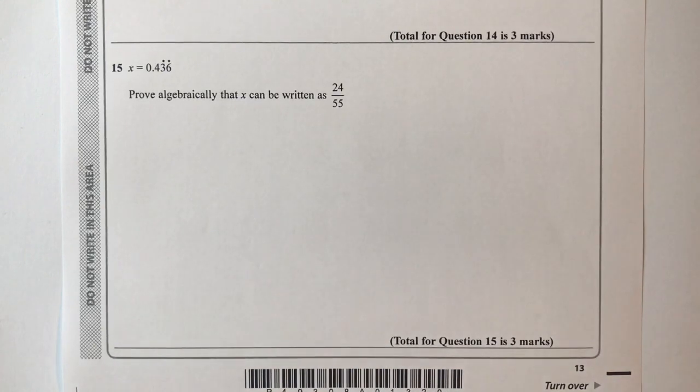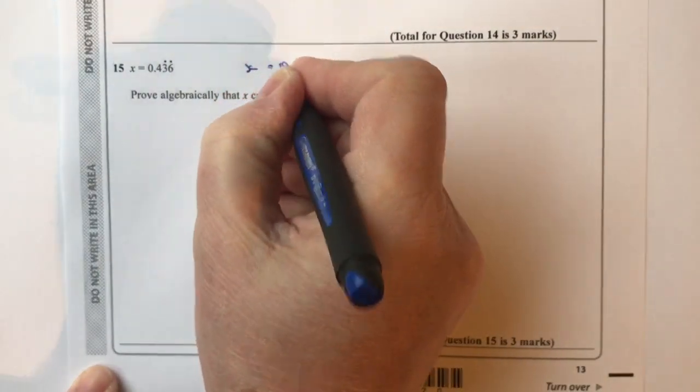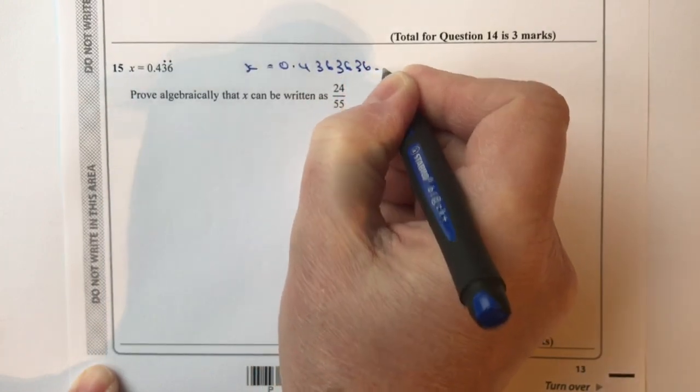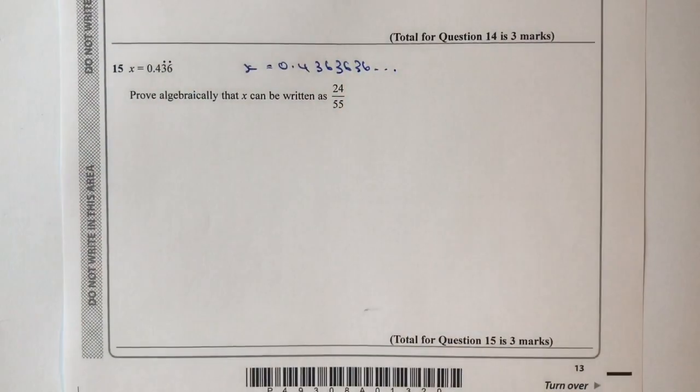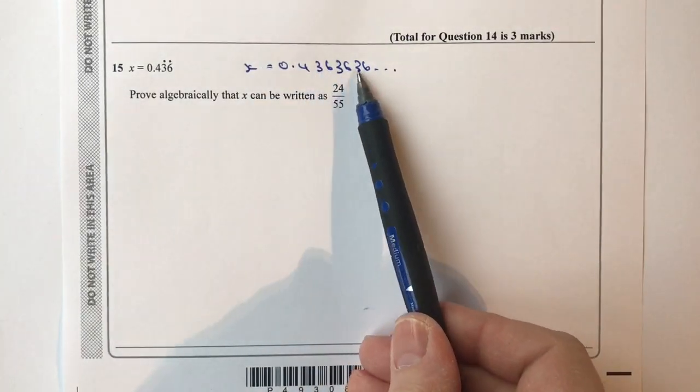So the technique is pretty much the same, hopefully taught much the same way, that we can say that we know that x equals 0.4363636 and so on. And the object really is that we need to create a situation where we can get rid of all of this recurring bit.